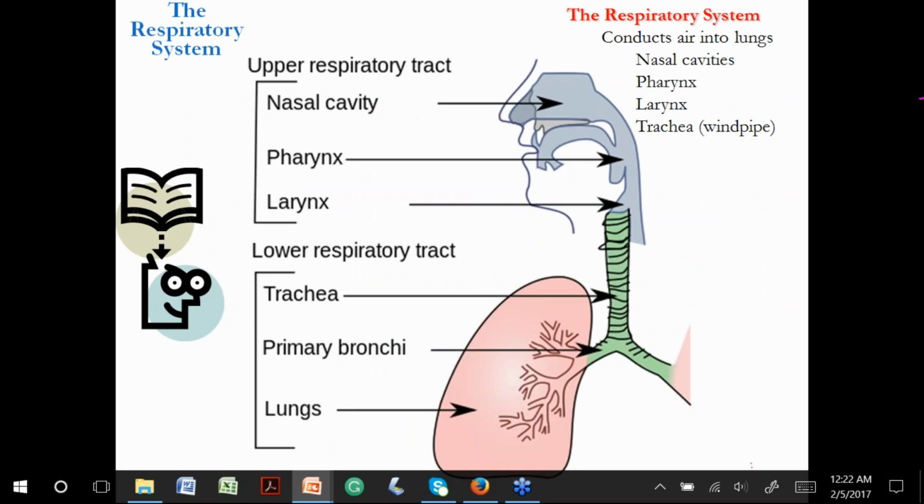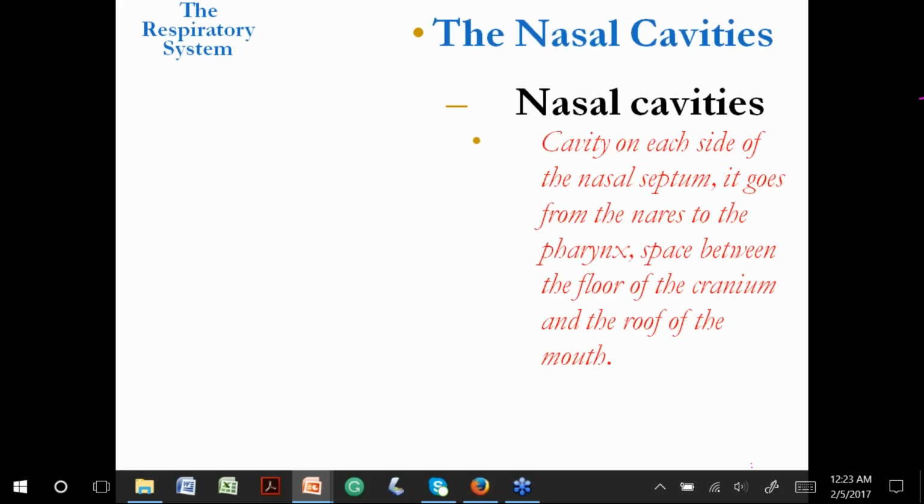Okay. So here, just a small review. We have the upper and the lower respiratory tract. I just want you to remember that from the nasal cavity down to the larynx, that is the Adam's apple, including the whole larynx, is the upper respiratory tract. Meanwhile, the lower respiratory tract is between the trachea and the alveoli.